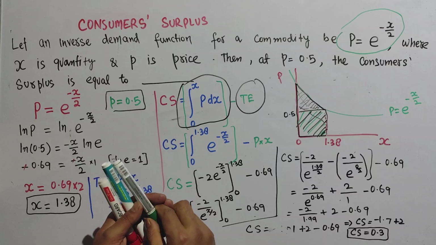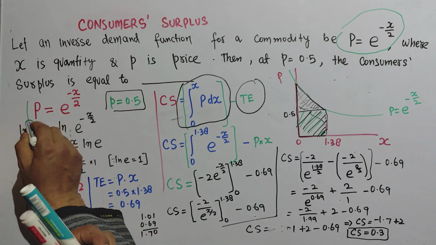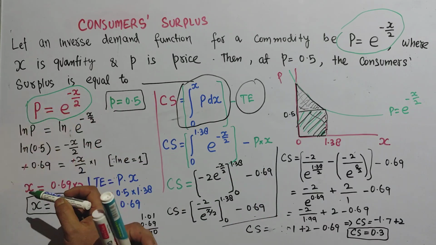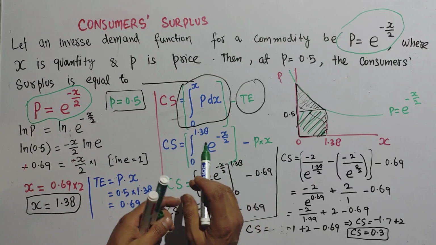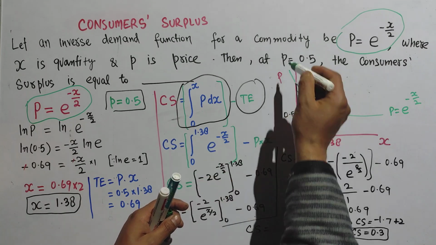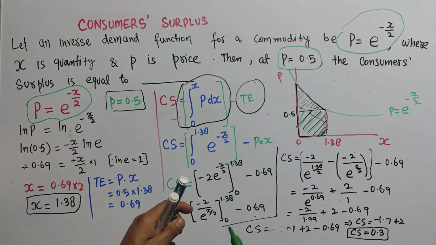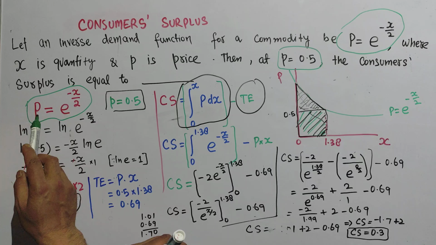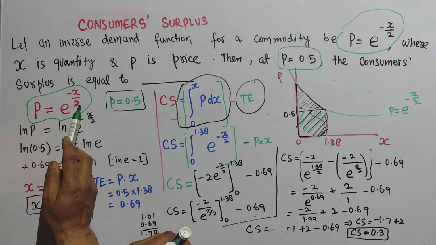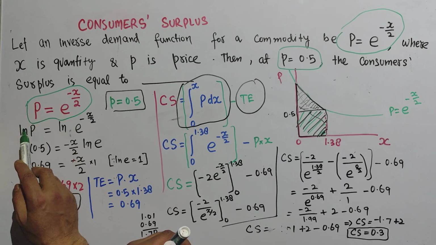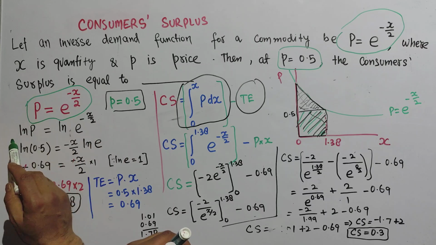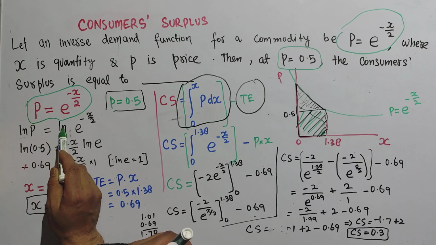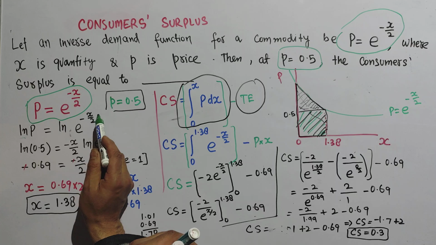Okay, so first we have written the given inverse demand function. This is our inverse demand function. We need to find out the consumer surplus when price is equal to 0.5. First thing is, what will we do? Simply to solve this equation, first we take log on both sides. That means log of P will be equal to log of e raised to the power minus x upon 2.